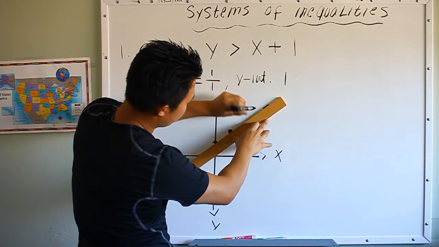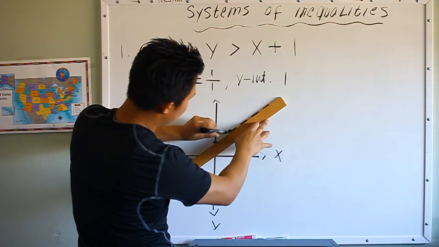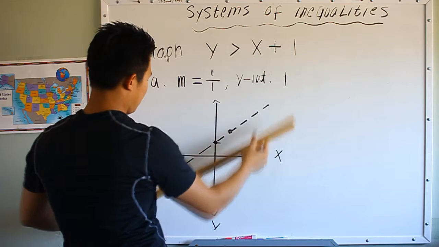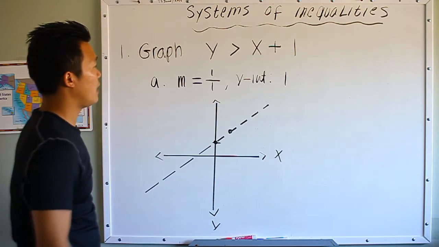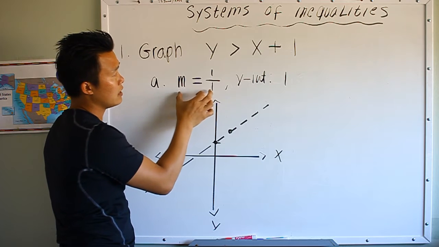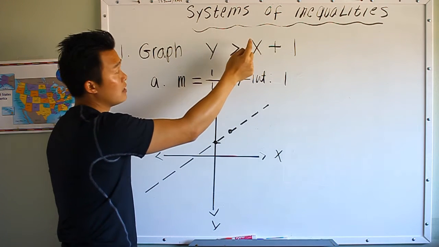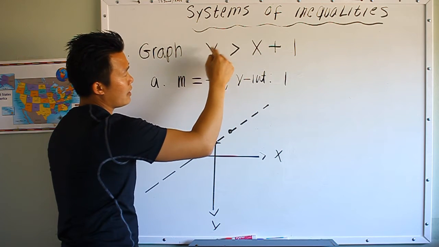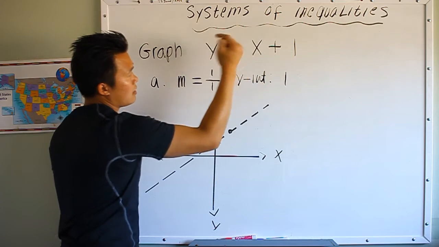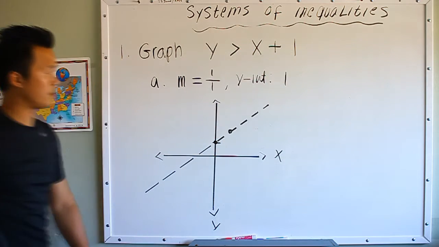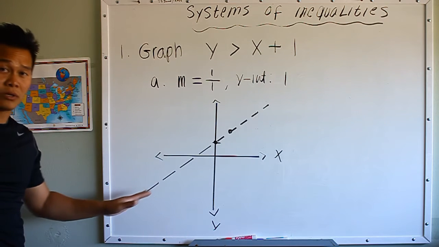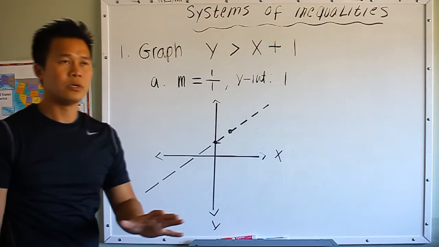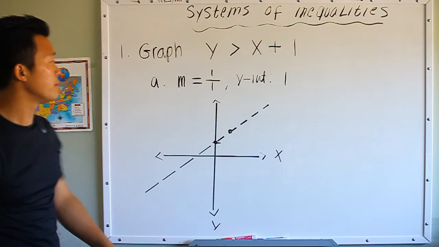Now the reason why I use a dotted line is because my inequality is a less than, so I use a dotted line. The reason why my slope is 1 is because the slope is the value in front of the letter x, so that value is 1, and the y-intercept is this number. If you match it up with y equals mx plus b, then that's the m value and that's the b value. So you have graphed your inequality, and now the next thing to do is to shade the inequality to indicate where the solution set lies.